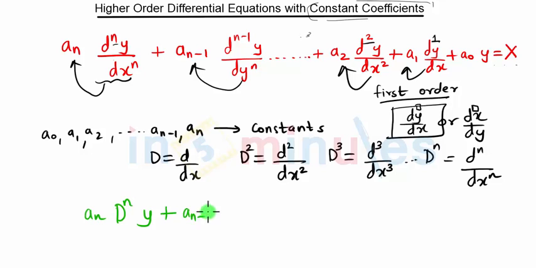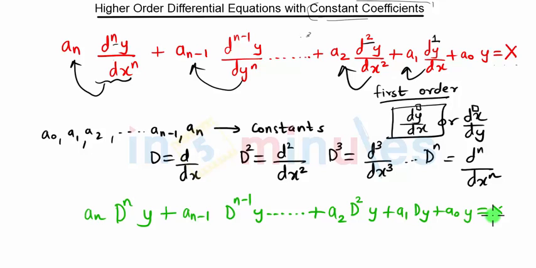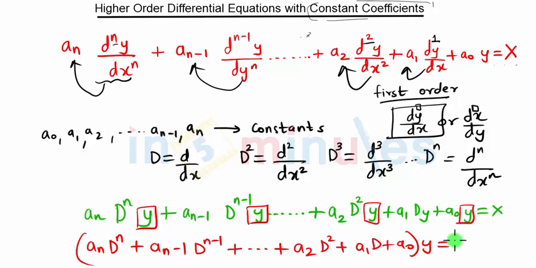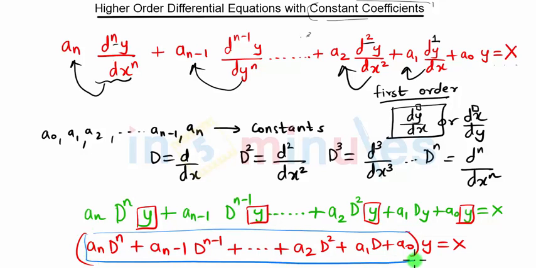Similarly, an minus 1 will be here with D raised to n minus 1 into y, and so on. Here d square y by dx square will be D square into y, plus a1 D into y, plus a0 into y, equal to x. From all these terms, if I take y common, then I will get an equation something like this, y equal to x.